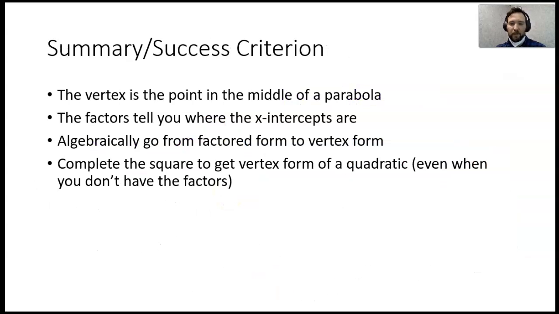Okay, so that'll wrap it up for this video. What the success criterion or a summary here is, the vertex is the point in the middle of the parabola. The factors tell you where the x-intercepts are, so if you have it in factored form, you can look halfway in between to find that vertex and get the thing in vertex form. Okay. Algebraically, you should be able to go from factored form to vertex form. And then lastly, you should be able to complete the square to get the vertex form of a quadratic, even without the factors. And that's just following those steps we reviewed a minute ago.